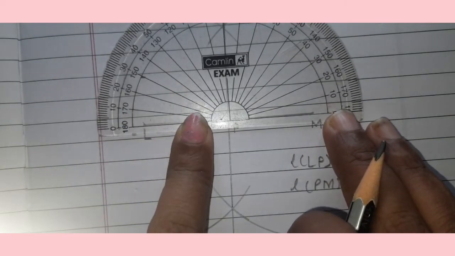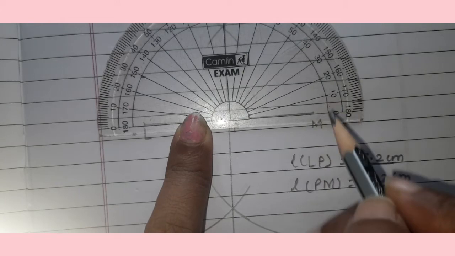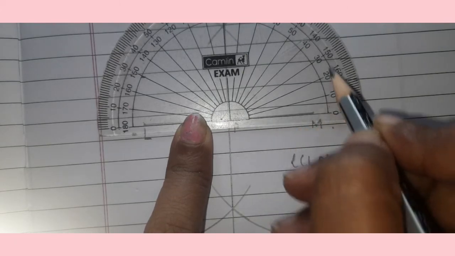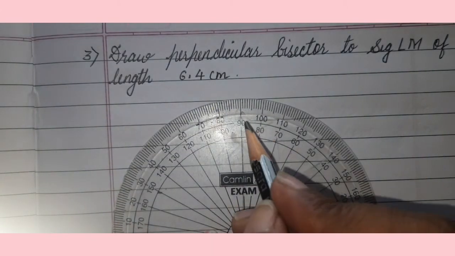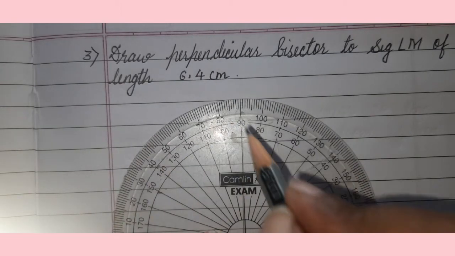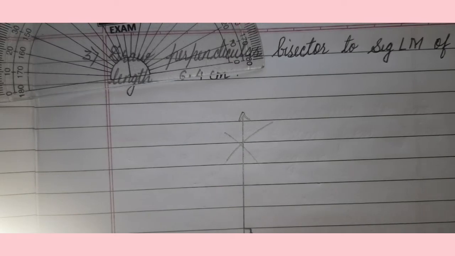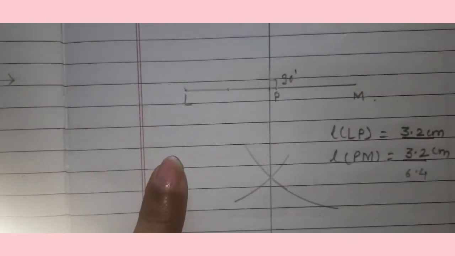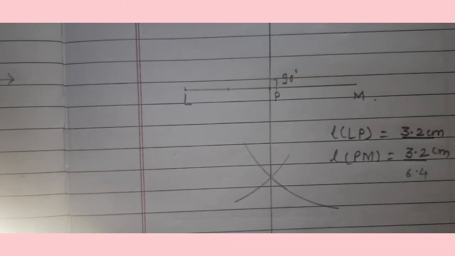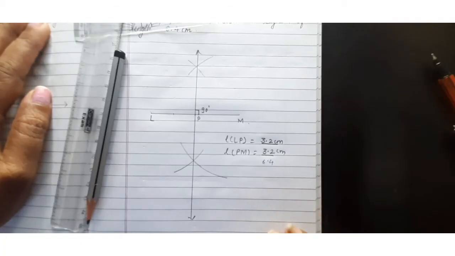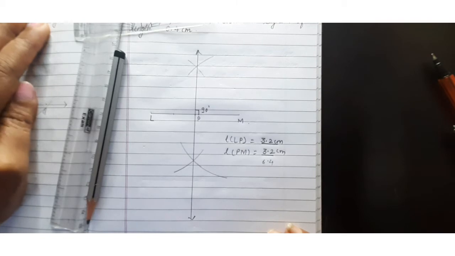Okay, so I'll be keeping the protractor on line LM, and wherever the zero is intersecting, from there I'll be measuring the angle. It is 90. From wherever I measure, it comes equal to 90 only. Okay, so the angle formed is 90 degrees, right? So this is the third basic construction which is needed for geometric construction. This is the figure that you're going to get after completing the construction.